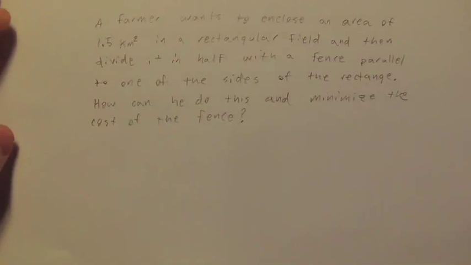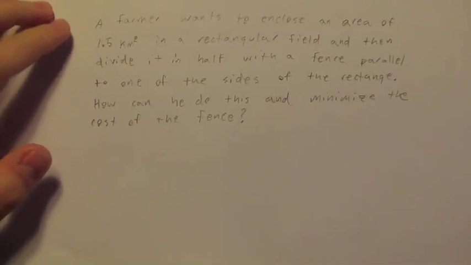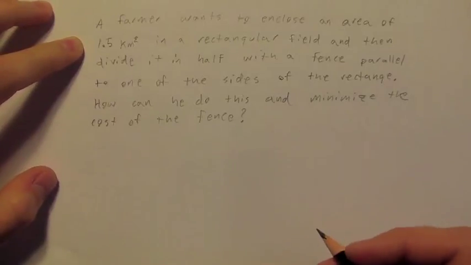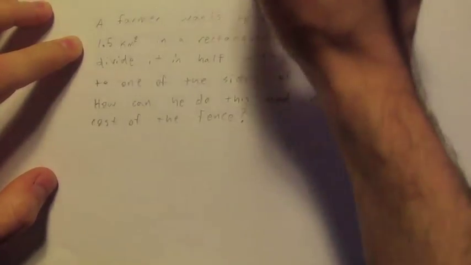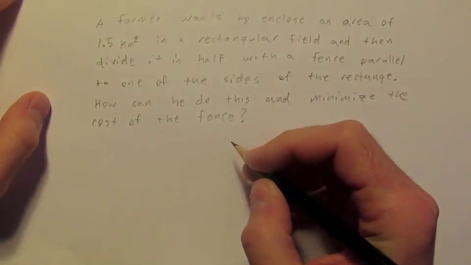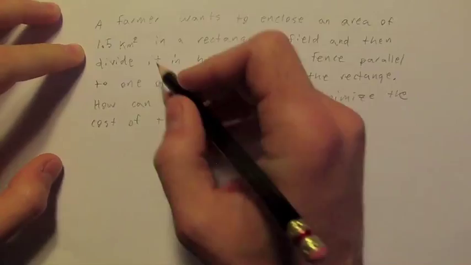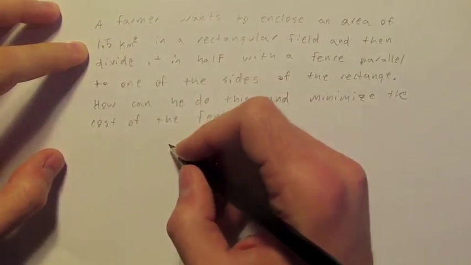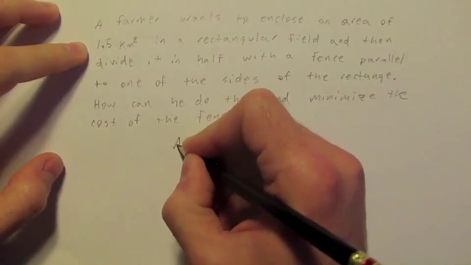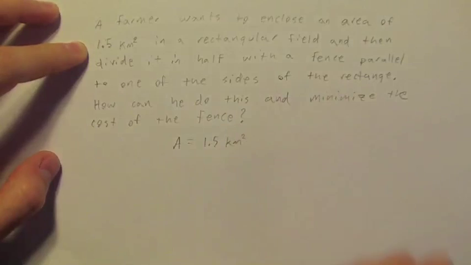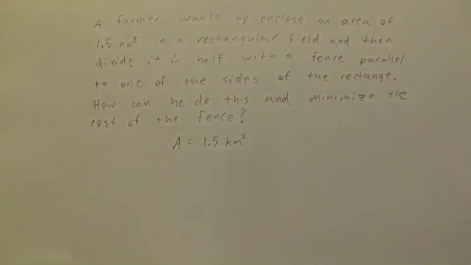So here's basically what we're told. We have a farmer who wants to enclose an area of 1.5 kilometers squared. So one way you can approach these problems is just start by writing everything you're given in terms of math. So we have the area is 1.5 square kilometers. So I have that the area is 1.5. Okay, so that's the first thing.